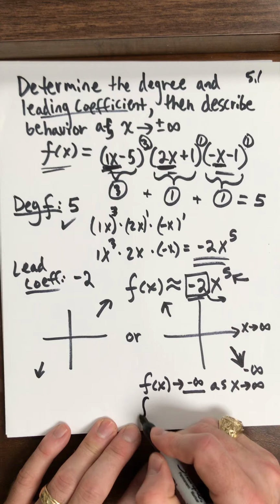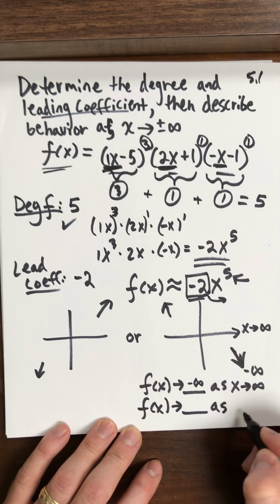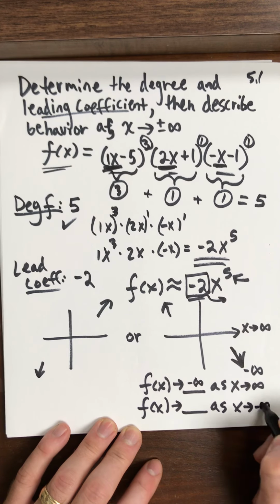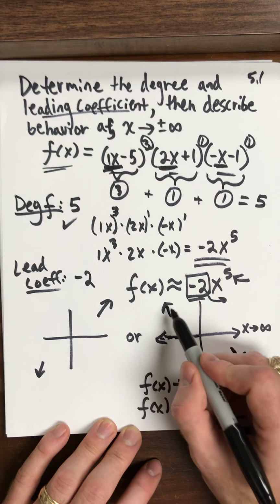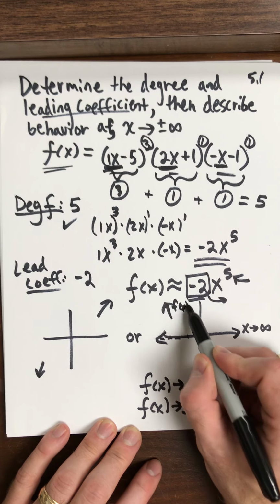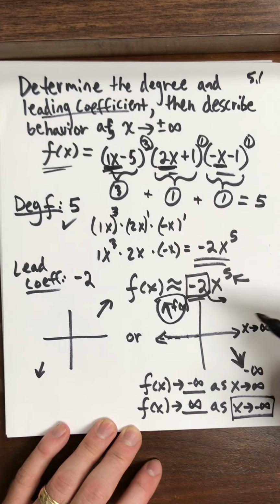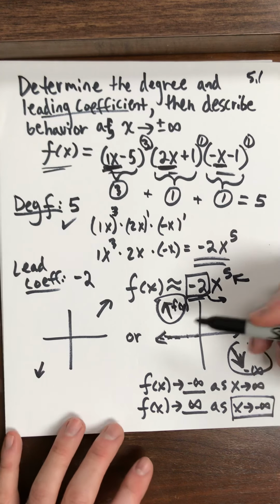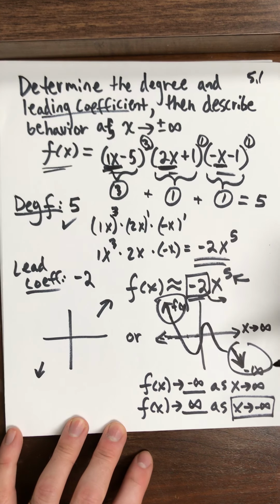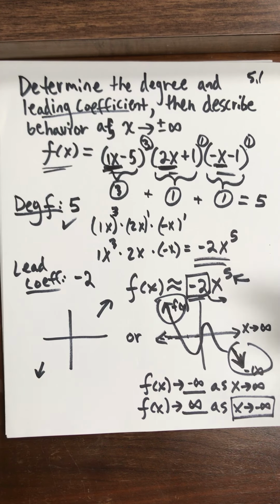Okay, but what about f of x goes to blank as x goes to negative infinity? So it's a fancy way to say, let's go left. So what happens as I go left? My f of x is going up to positive infinity. That's the left-hand behavior. This is the right-hand behavior here. Okay? So we don't know yet what's going on here, if it wiggles or if it just goes straight down or what.